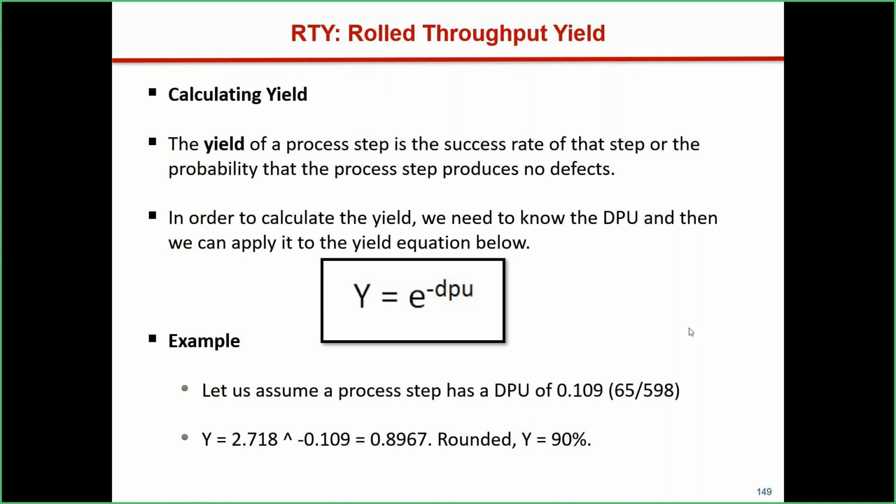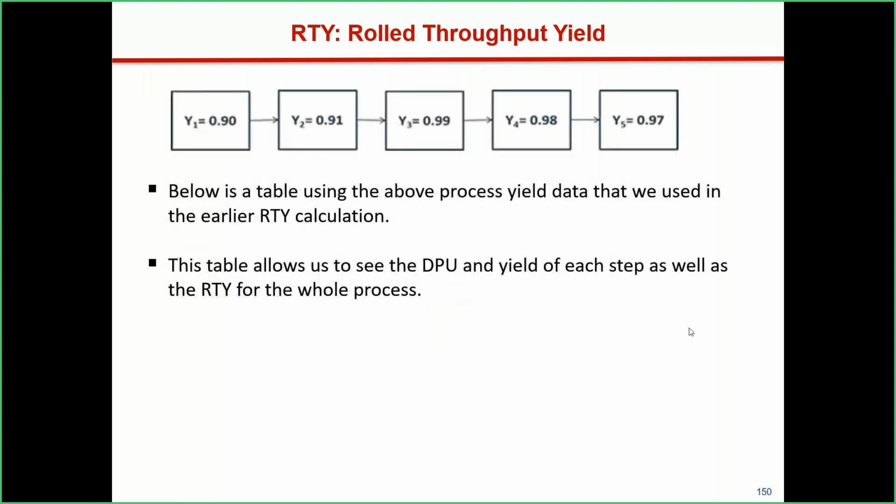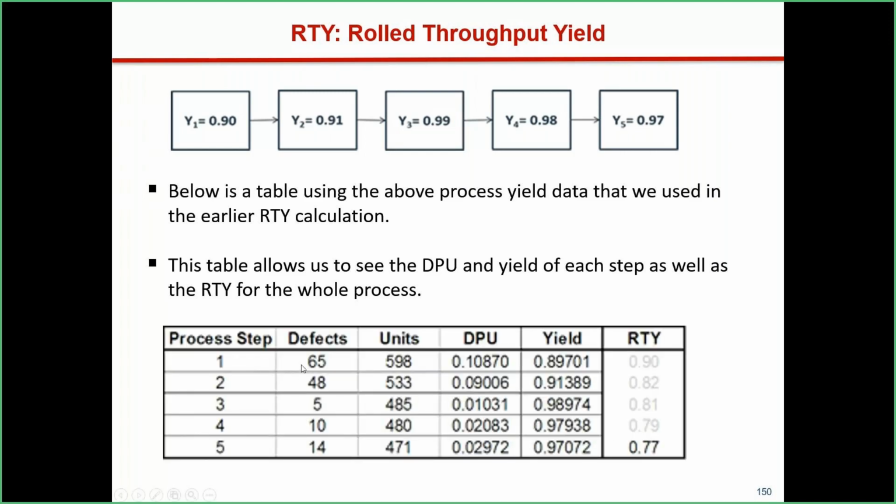And then you find the yield of each and every process step to get the RTY. So if you see process 1, 2, 3, 4, 5, below is the table using the process yield that we used in the earlier RTY calculation. Here we have also identified the DPU. The process step had 65 defects, 598 units. The DPU was this much, the yield was this much, and RTY is this. Then all these numbers are multiplied and you get the final RTY, the rolled throughput yield. By doing RTY, you come to know which process is adding more or fewer defects.